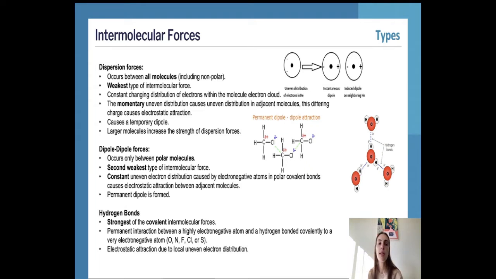And so this momentary uneven distribution causes uneven distribution in adjacent molecules. And so this differing charge is then what's going to cause that electrostatic attraction, and hence that temporary dipole. And then the larger the molecule is, the greater the strength of the dispersion forces will be. So that's really important to note, that the bigger a molecule becomes, the more dispersion forces it will have.